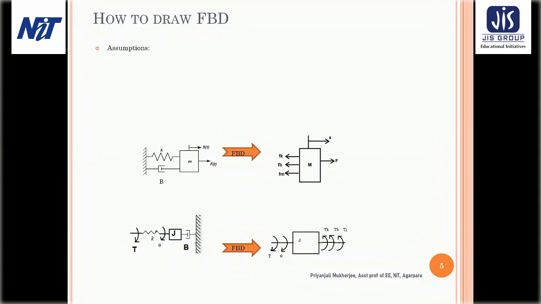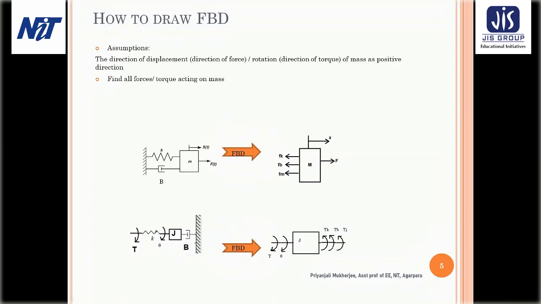Next is the procedure of drawing the free body diagram. To draw the free body diagram, first we have to consider some assumptions. First is the direction of the displacement, that means the direction of the force, or for the rotational system, the direction of torque on the mass, as the positive direction. Then we have to find all the forces for the translational system and all the torques for the rotational system. Next, we have to apply Newton's law of motion.